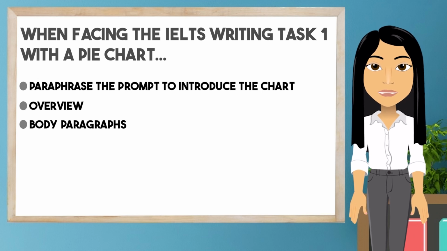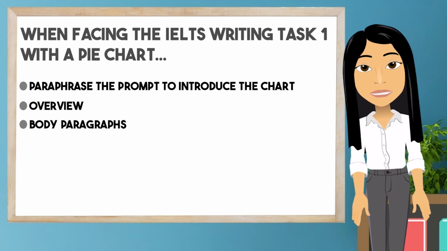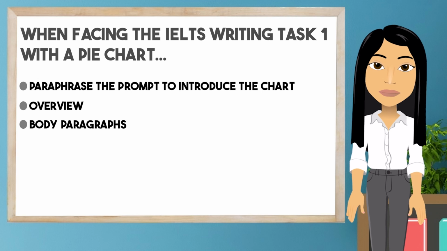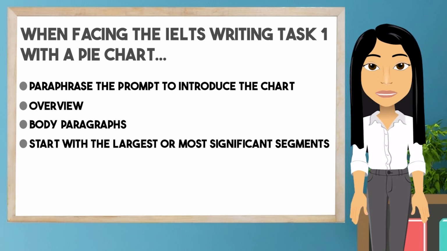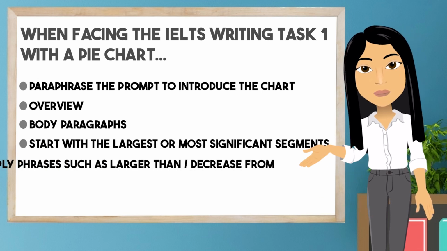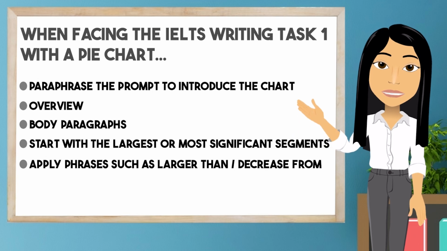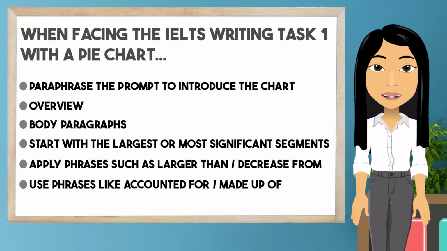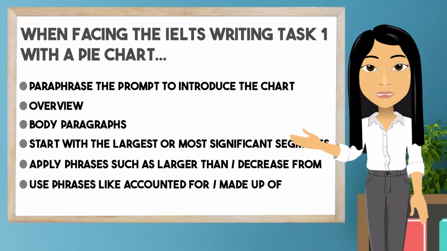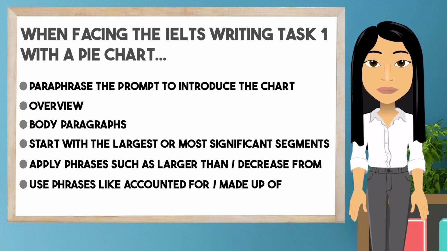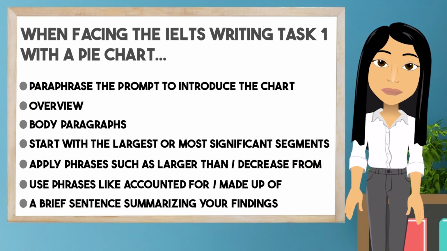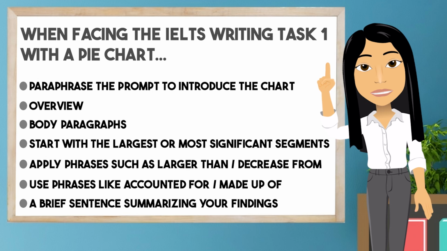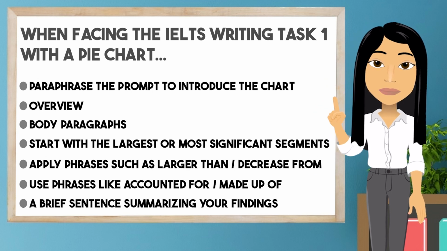In the body paragraphs, provide detailed descriptions using specific numbers, fractions, and comparative language. Start with the largest or most significant segments. Apply phrases such as larger than or decrease from to explain differences. Use phrases like accounted for or made up of to describe percentages. Although a conclusion isn't required, a brief sentence summarizing your findings can neatly wrap up your response.